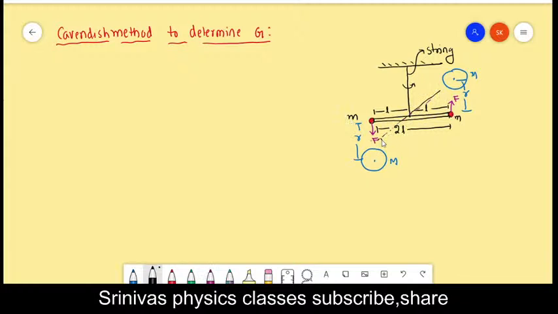The rod will rotate like this. Why is the rod rotating here? Because of the torque. Equal and opposite forces are acting.